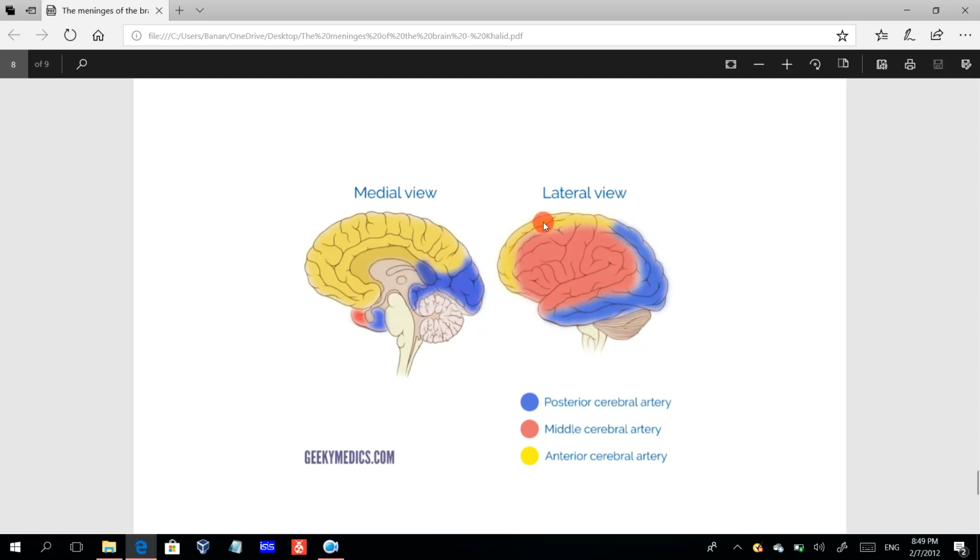So these three branches or these cerebral arteries, the anterior, the middle, and the posterior, will cover all parts of the cerebrum. Of course, here we talk about the cerebrum, and the cerebellum is supplied by the vertebro-basilar system through the vertebral arteries and the basilar artery.